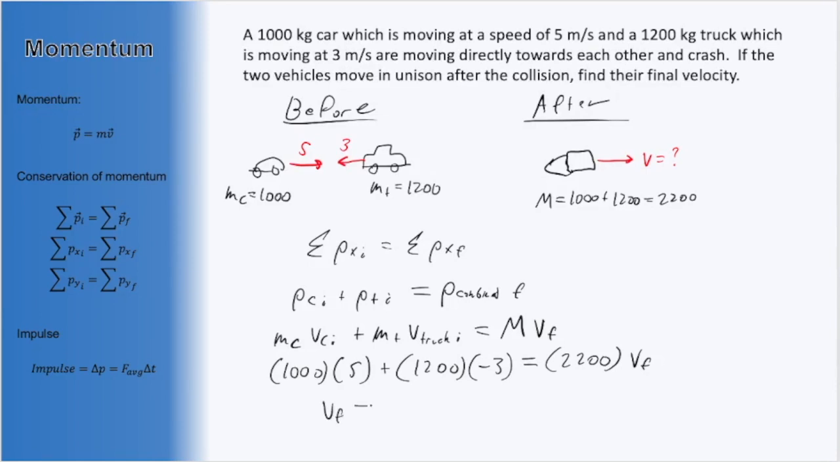Going through and doing this calculation gives me a final velocity of approximately 0.636 meters per second. That both answers the question and tells us that according to which direction we called positive and which direction we called negative, since we got a positive velocity here, after the collision, the two vehicles end up moving towards the right. If we had gotten a negative velocity out of this calculation, that would have been what told us the vehicles were moving to the left.